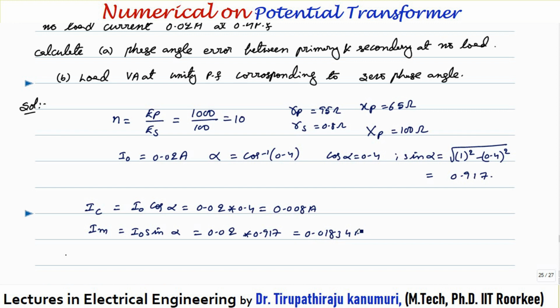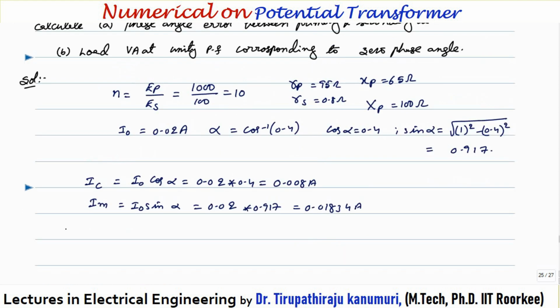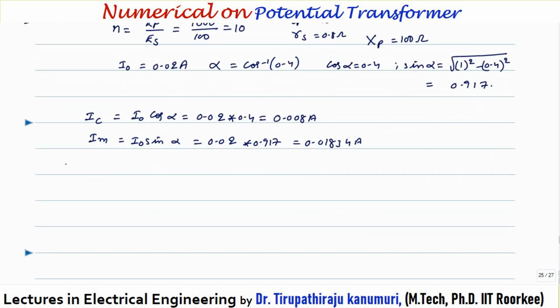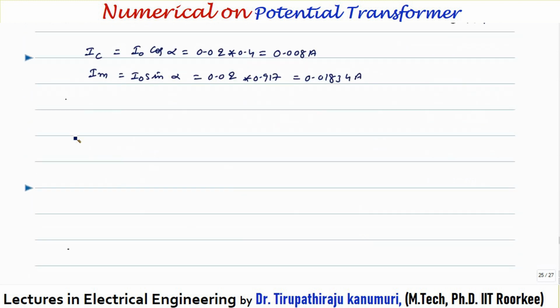So let us try to calculate each one. First one they have mentioned is the phase angle error between primary and secondary under no load condition. That means secondary current is equal to 0. And the second one asks for the load volt ampere. That means the load burden at a unity power factor corresponding to 0 phase angle. When the phase angle error is equal to 0 and the unity power factor is there, what will be the load burden in volt ampere? So that is also asked. So let us try to solve each one of them.